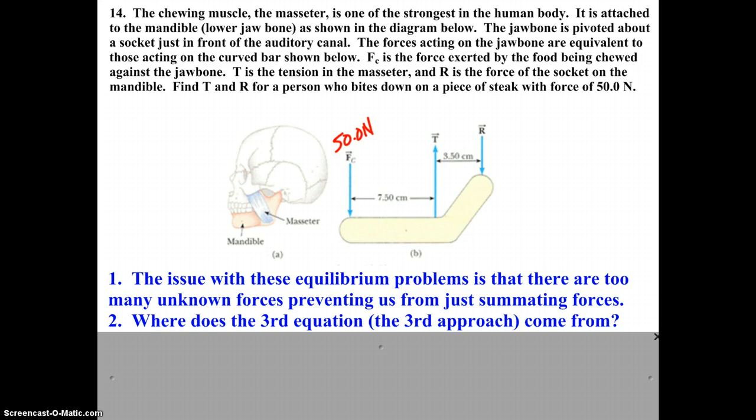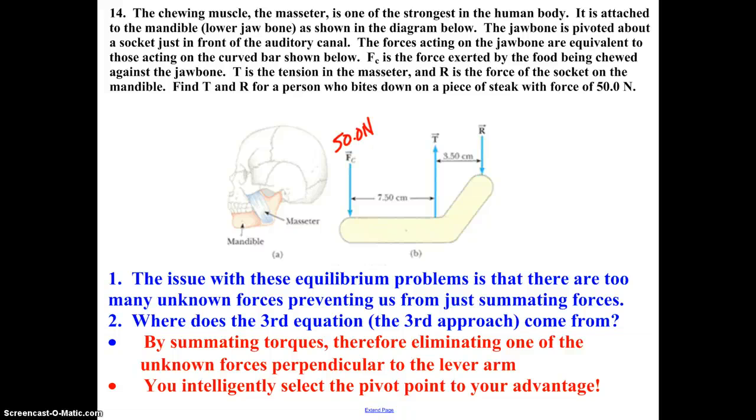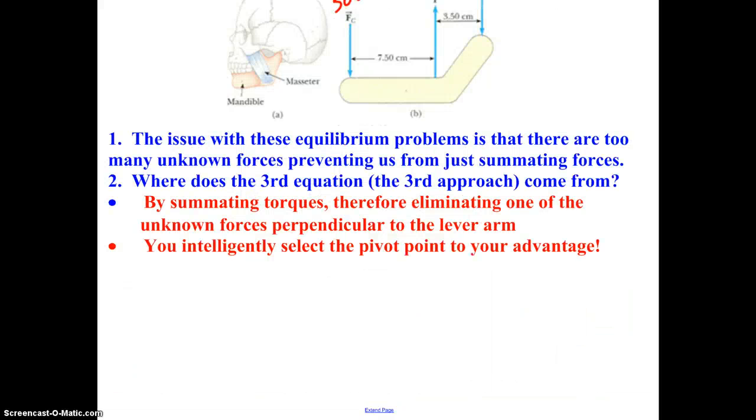Where does the third equation, the third approach, come from? As you probably suspected, as mentioned earlier, we're going to get that third equation by summating torques, therefore eliminating one of the unknown forces perpendicular to the lever arm. When doing this, you intelligently select the pivot point to your advantage. Okay?